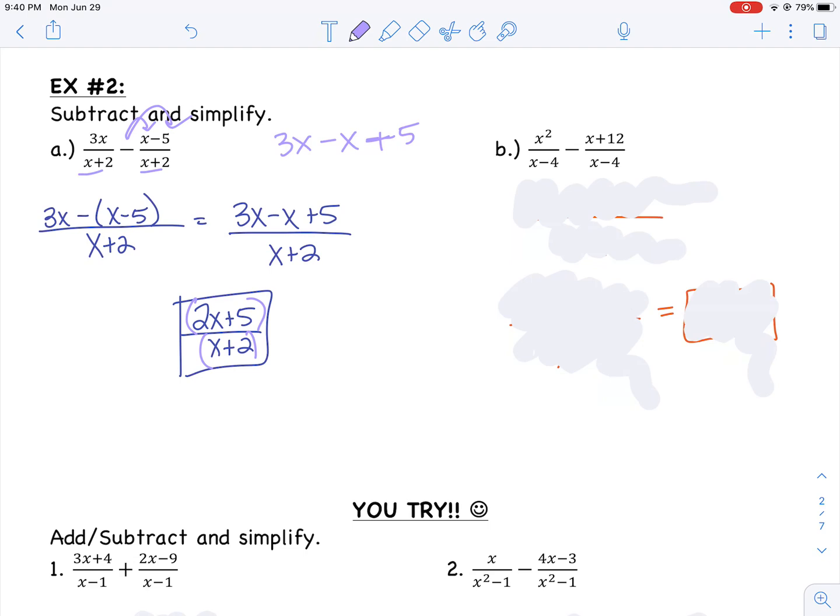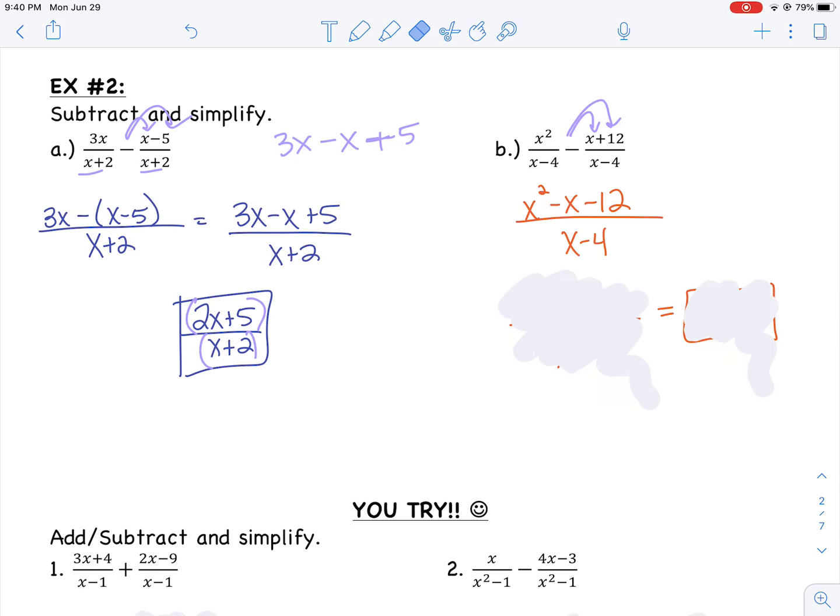Let's try B. I'm subtracting fractions. I've got a common denominator, so that's good. I can go ahead and keep that common denominator. But then I'm going to go ahead and subtract my numerator, making sure that I distribute this negative through to both terms in my second fraction. That leaves me with an x squared minus x minus 12.